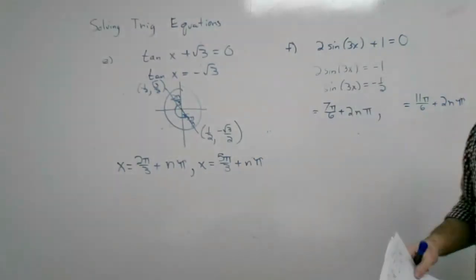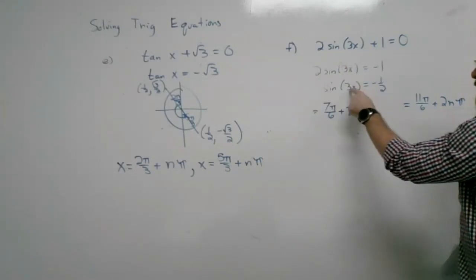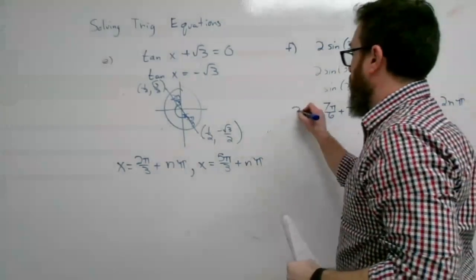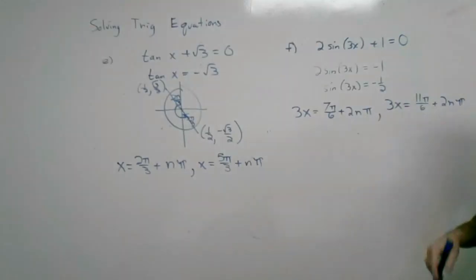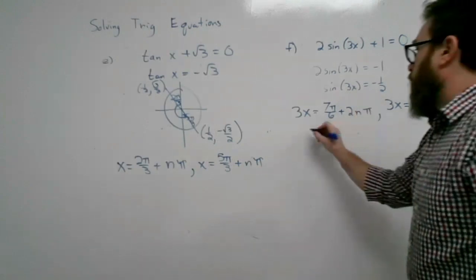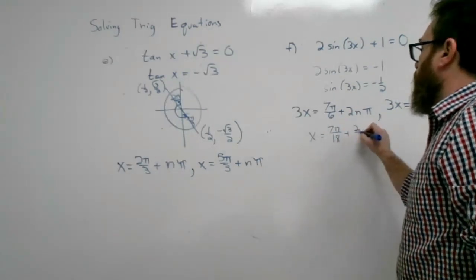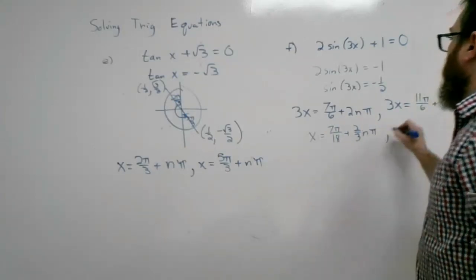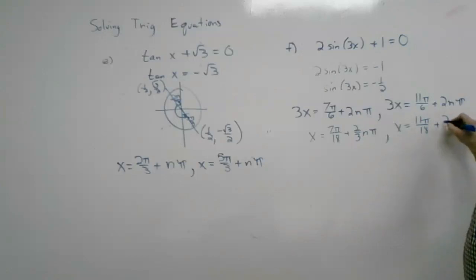Now remember, when we get rid of that sine function using the unit circle, we're still going to have this 3x left over. We're going to still have the argument of that sine function, or the angle. So 3x is going to be equal to those numbers. So your last step is now going to be divided by 3. So x is going to be 7 pi over 18 plus 2/3 n pi. And x is going to be 11 pi over 18 plus 2/3 n pi.